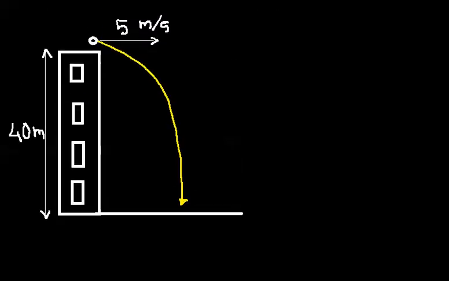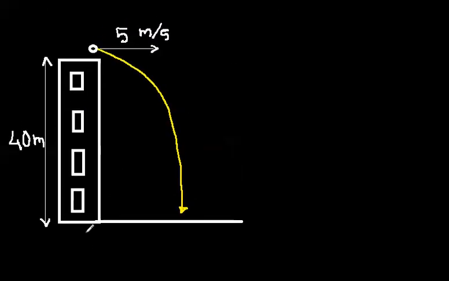Okay, the question is at what distance from this building the object or the stone is going to fall. So this distance we call the range, or I call it R, we have to find. This is a very basic question, and from this we'll try to understand the concept when an object is under the effect of two motions.